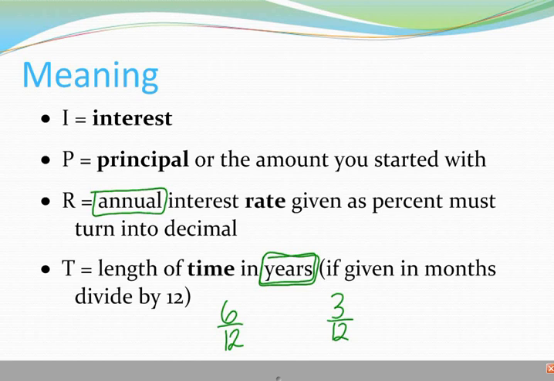So I is interest, P is principal, R is rate, and T is time in years. That's important.